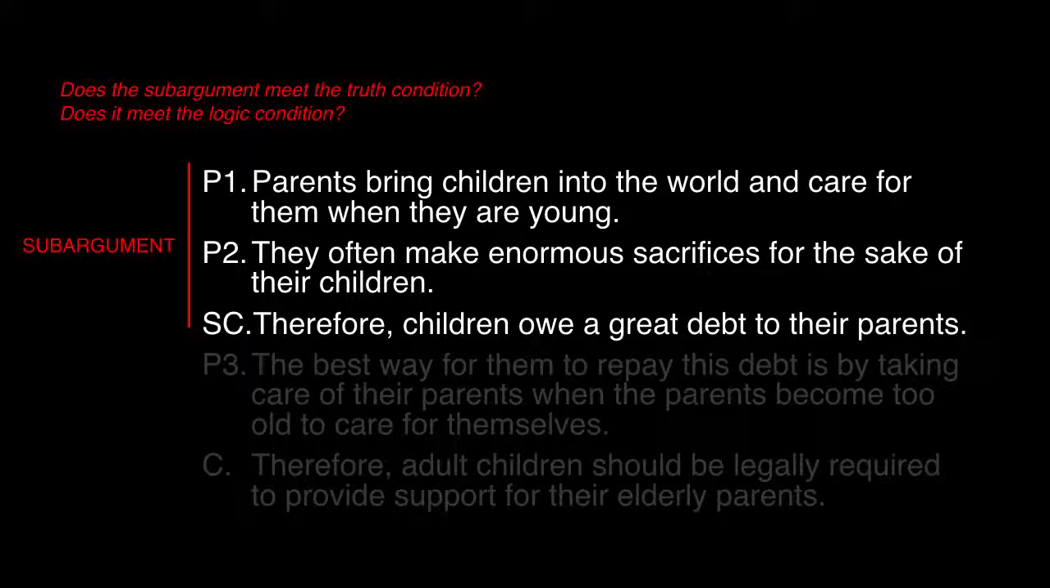If you find that the subargument meets both the truth condition and the logic condition, you have a good reason for accepting the subconclusion SC as plausible or true. If you find that the subargument fails to meet either of these conditions, you would have to say that the arguer has not given us good reasons for accepting SC.